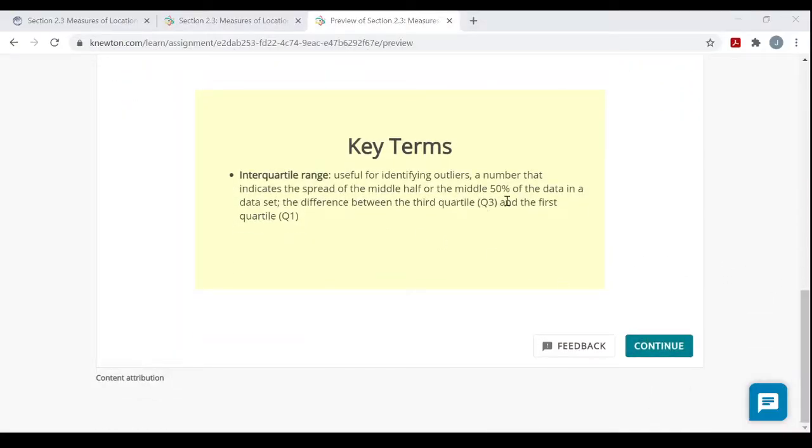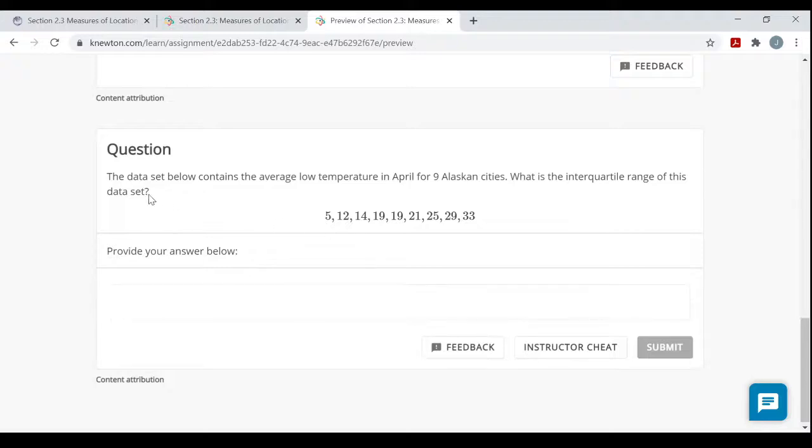So let's go back to the website. Now that I know what these quartiles are and how to find them, let's continue. Here we're given a data set. The data set below contains the average low temperature in April for 9 Alaskan cities. What is the interquartile range, or IQR, of this data set? So here's how you do this. Notice this is already in order from least to greatest, and it should be. If it's not, you have to rewrite it from least to greatest.